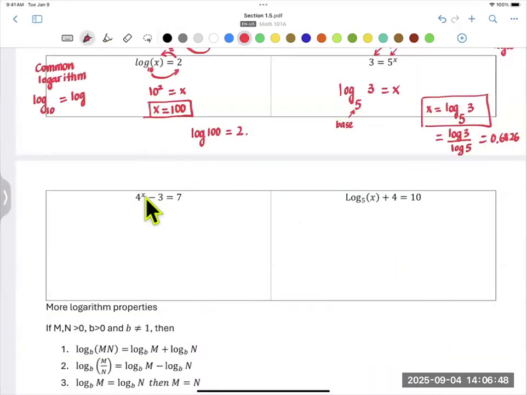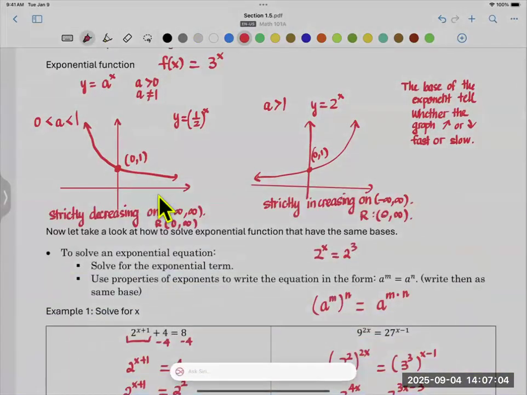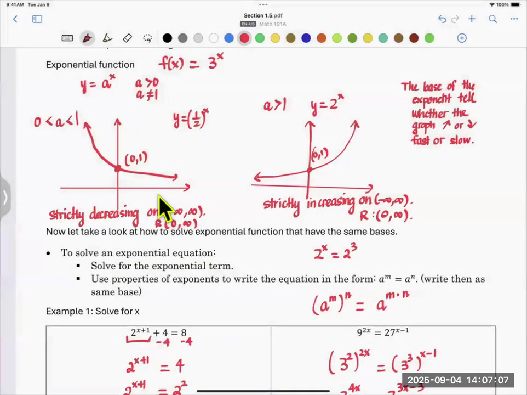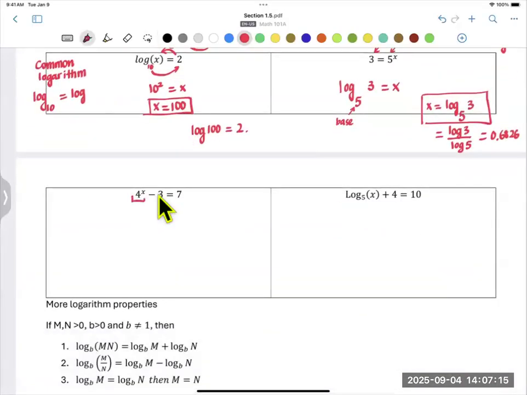Let's continue. Take a look at this one. The difference between this one and the one above is that I have an extra minus 3 in the equation. So whenever you solve an exponential equation, you want to solve for the exponential term first. It means I need to isolate 4 to the power x first by adding 3 on both sides, and I will have 4 to the power x equal to 10. In this case, I won't be able to write the 4 and the 10 with the same base.